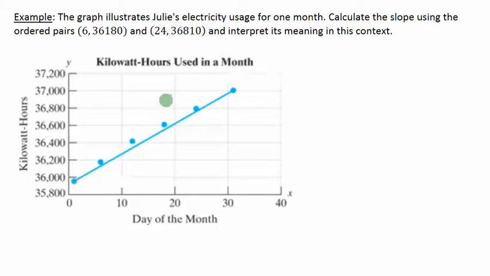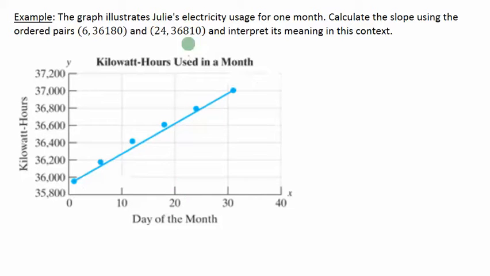Okay, so we have a graph here, and it illustrates Julie's electricity usage for 1 month. On your y-axis, you've got her electricity usage in kilowatt hours, and on the x-axis, you've got which day of the month it is. The question asks us to calculate the slope using these ordered pairs, and you can see those ordered pairs on the graph somewhere. And then the important thing is we have to interpret the meaning of that slope in the context of this particular problem.